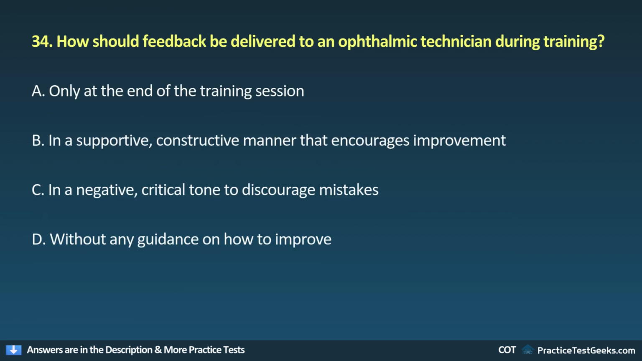34. How should feedback be delivered to an ophthalmic technician during training? A. Only at the end of the training session. B. In a supportive, constructive manner that encourages improvement. C. In a negative, critical tone to discourage mistakes. D. Without any guidance on how to improve.